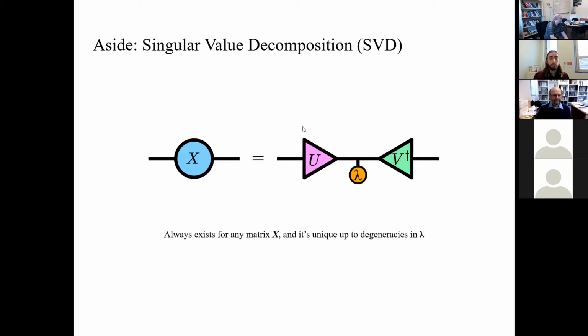So yeah, isometries are used in the singular value decomposition, which lets you decompose a matrix as an isometry, a vector of the singular values, and another isometry. You might have seen this before where this is a diagonal matrix in the middle, but I like to keep these singular values as a vector. This is great because this decomposition always exists for any matrix X, and it's basically unique up to degeneracies in this spectrum of singular values, these lambdas.